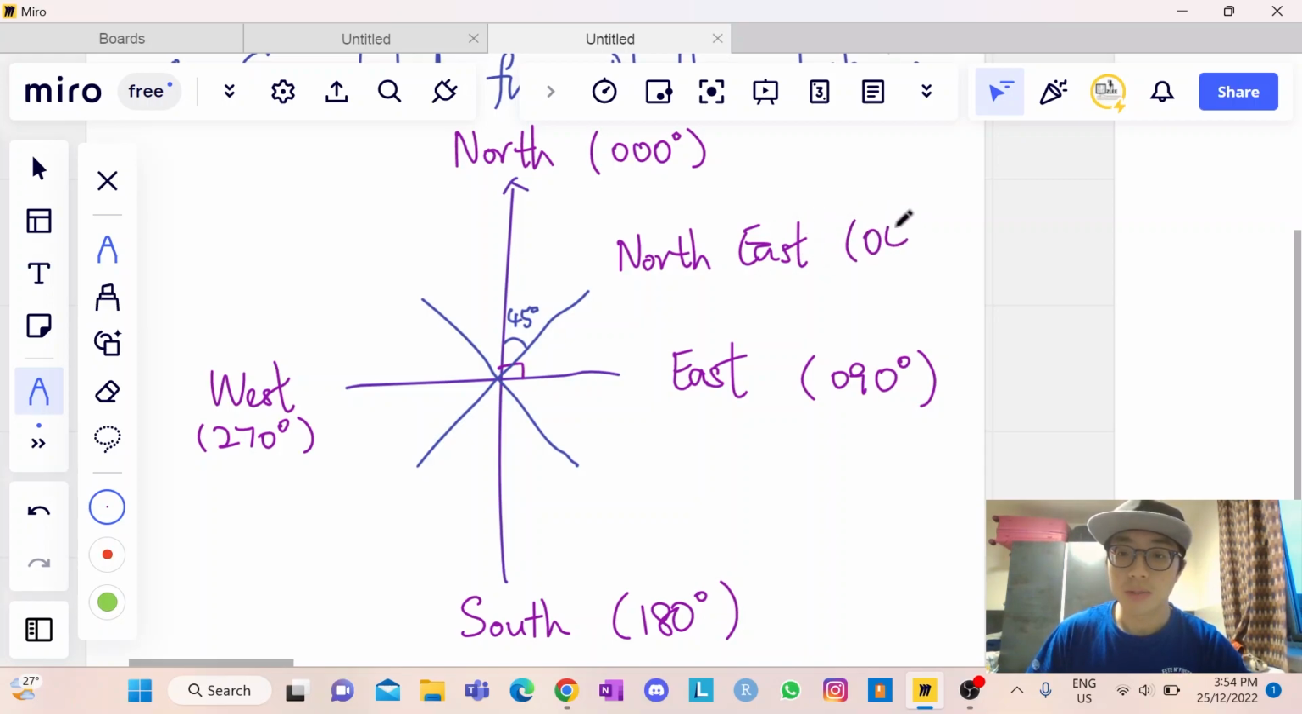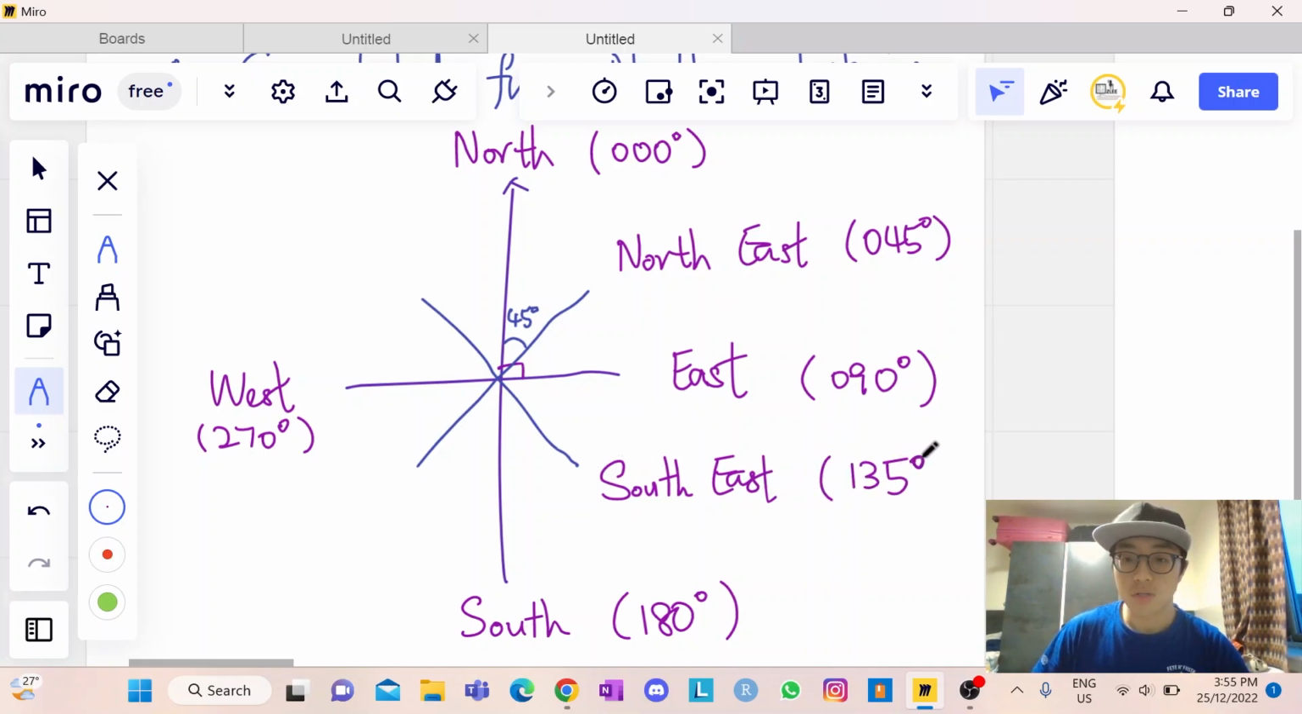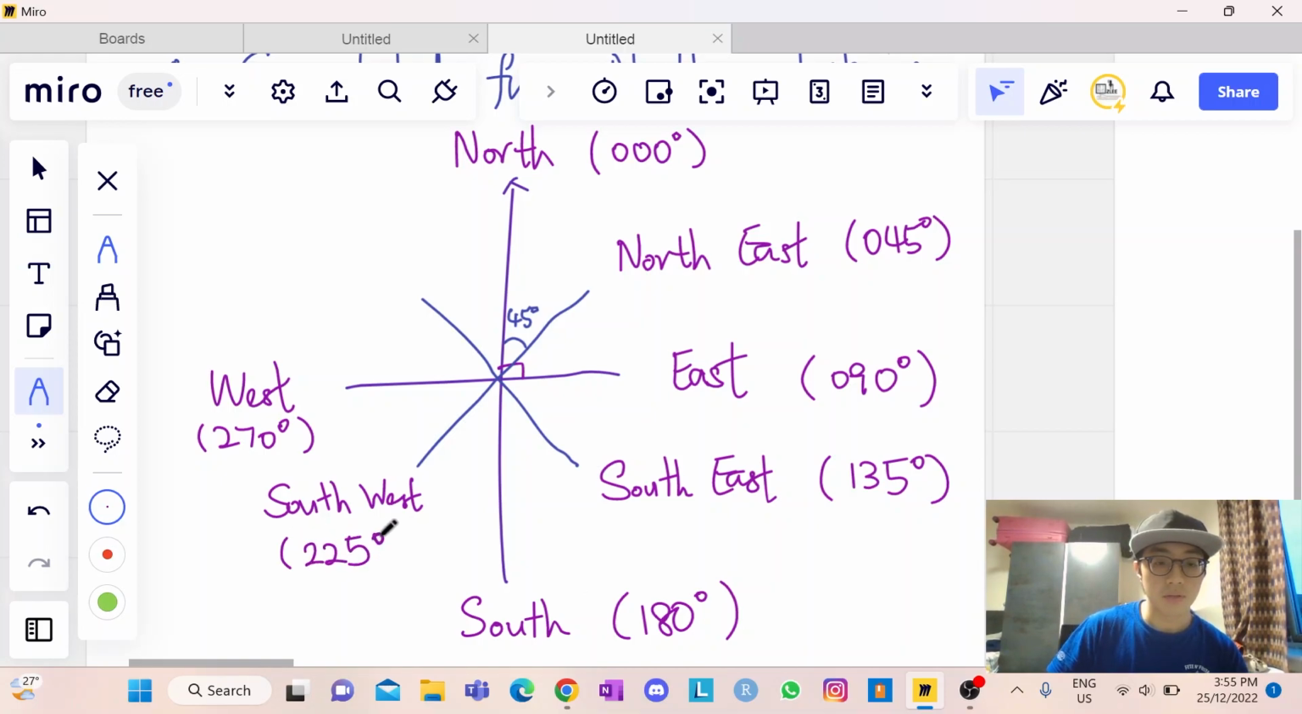And this is going to be 045, and then this is going to be southeast, because the dominant one is south, and then we're going to write the east. It's between south and east, therefore it's called southeast, and it's 135 degrees. And this is going to be southwest. Always write the dominant first, so this is southwest, and it's 45, so it's 225 degrees.